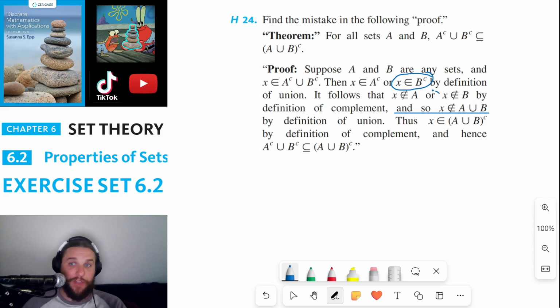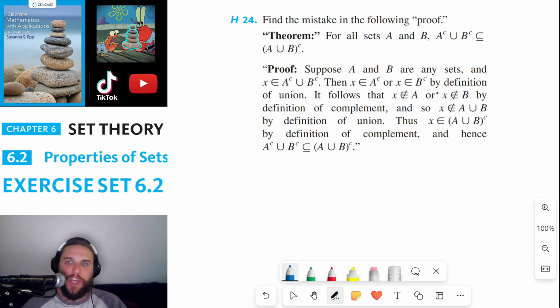The author thought to themselves that we can replace this or with the union symbol, but that's not how this works. The union symbol says that if you have an element that's in one set, or you have that element in another set, then that means that element is in the union of those sets. But to say that X is not an element of A is not the same thing as saying that X is an element of a set.